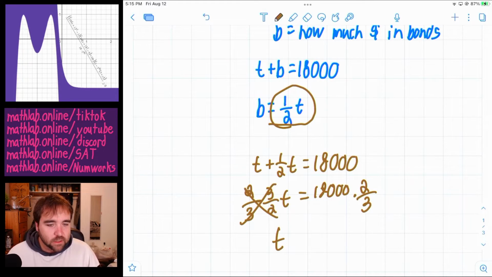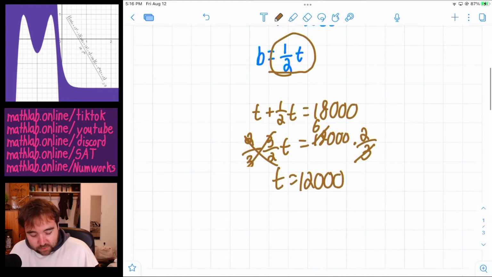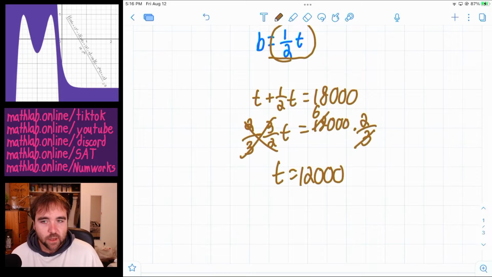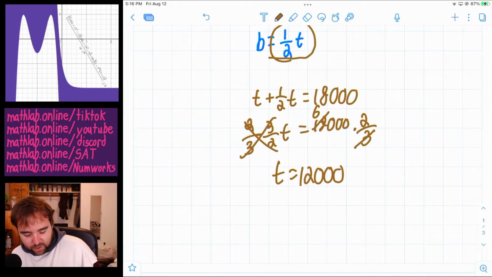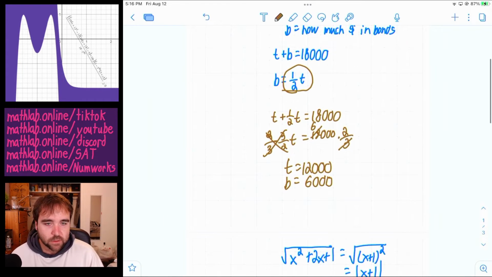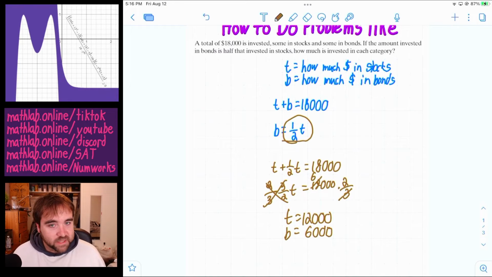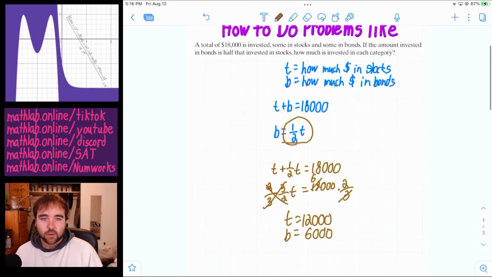You've got to see you have 18 divided by 3. So that's going to cancel out and make that 6,000. So 6,000 times 2 means we have $12,000 in stocks. And then like before, they said we had half of that in bonds. So that means we have 6,000 in bonds. And we can do our other check. Does that add up to 18,000? Yes, it does. So everything works out right.